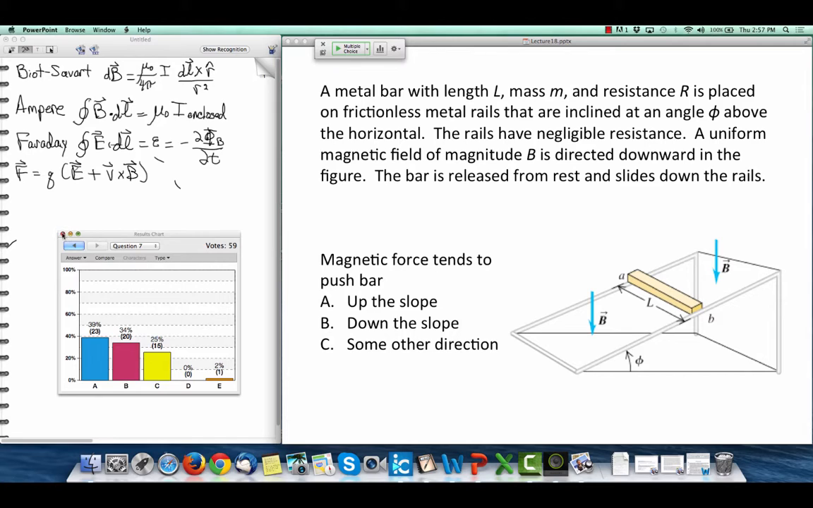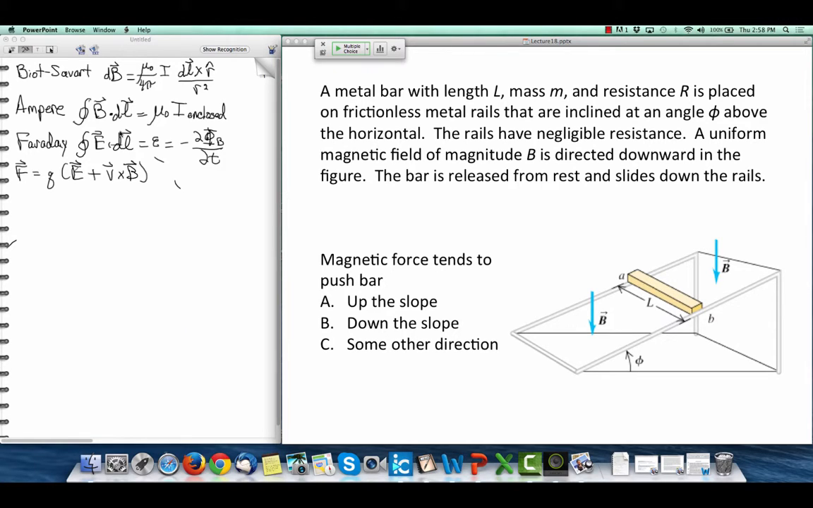And there you have to use Faraday's law to find the current and the resistance, and then the magnetic force law to find the force.